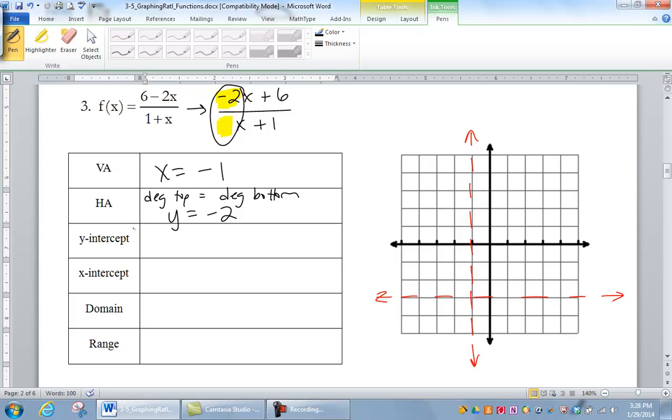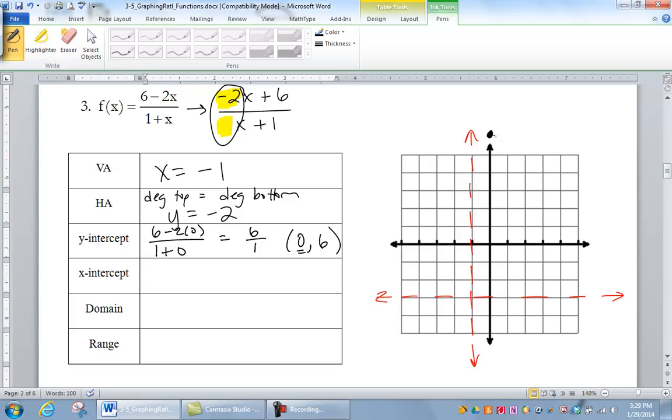So plug in 0 for x. So 6 minus 2 times 0, and 1 plus 0 is just 6 over 1. So that means that the ordered pair is (0, 6). Remember, you plugged in 0 for x and we got a y value of 6. So I'm going to put that on my graph now. 1, 2, 3, 4, 5, 6. A little bit off the graph, that's okay. I'll just put it right up here.